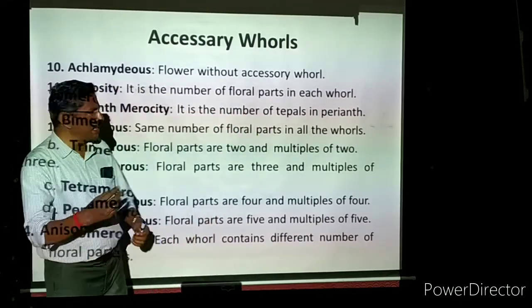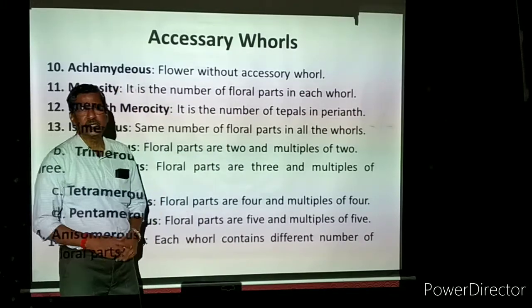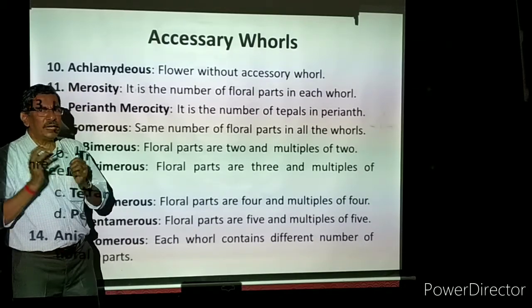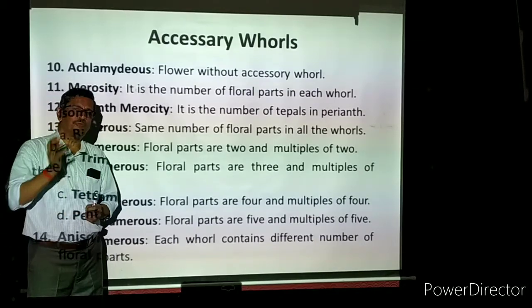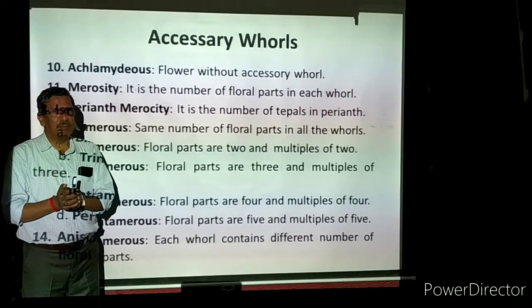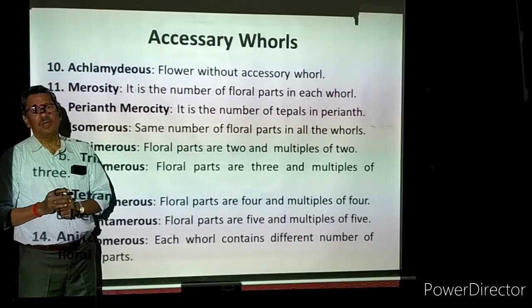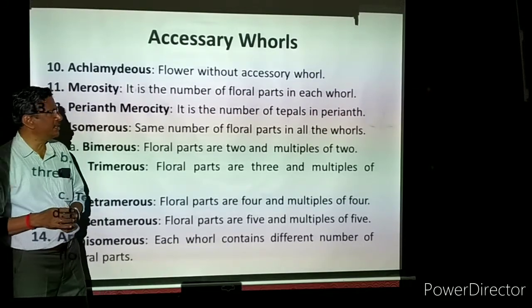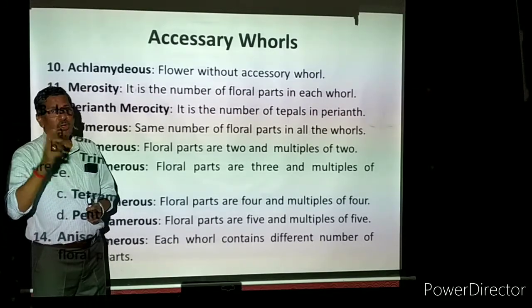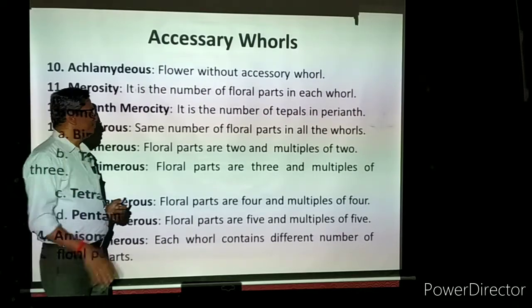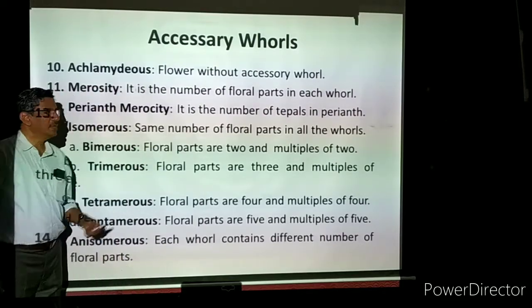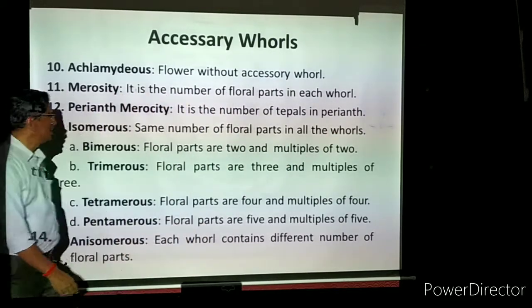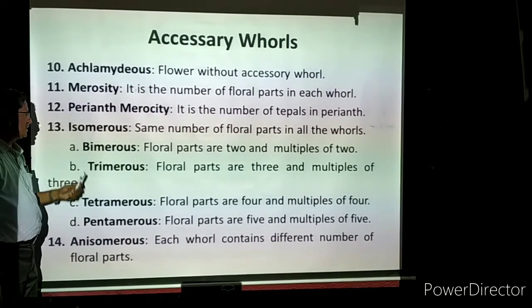Okay, now I'll give one example for this same number of floral parts. Sepals number will be 5 in calyx. Petals number in corolla is also 5. Stamens number in the androecium is 5, or multiples of 5, anything it can be. 5 means 5, 10, 15, 20, 25, like that. In the ovary, carpels will be there. That also will be 5. That is called the same number. Same number of floral parts in each whorl. Okay, in all the whorls. That is called isomerous.